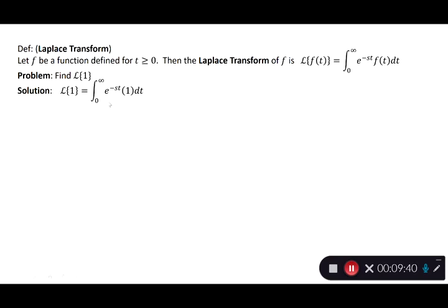Right? Okay, now the question is, do we know how to integrate e to the negative st dt? I told you a while ago, look at s as a constant, that's it. So the integral of e to the negative at dt would be e to the negative at over negative a, right? So same idea, e to the negative st over negative s evaluated from 0 to infinity. Cool?